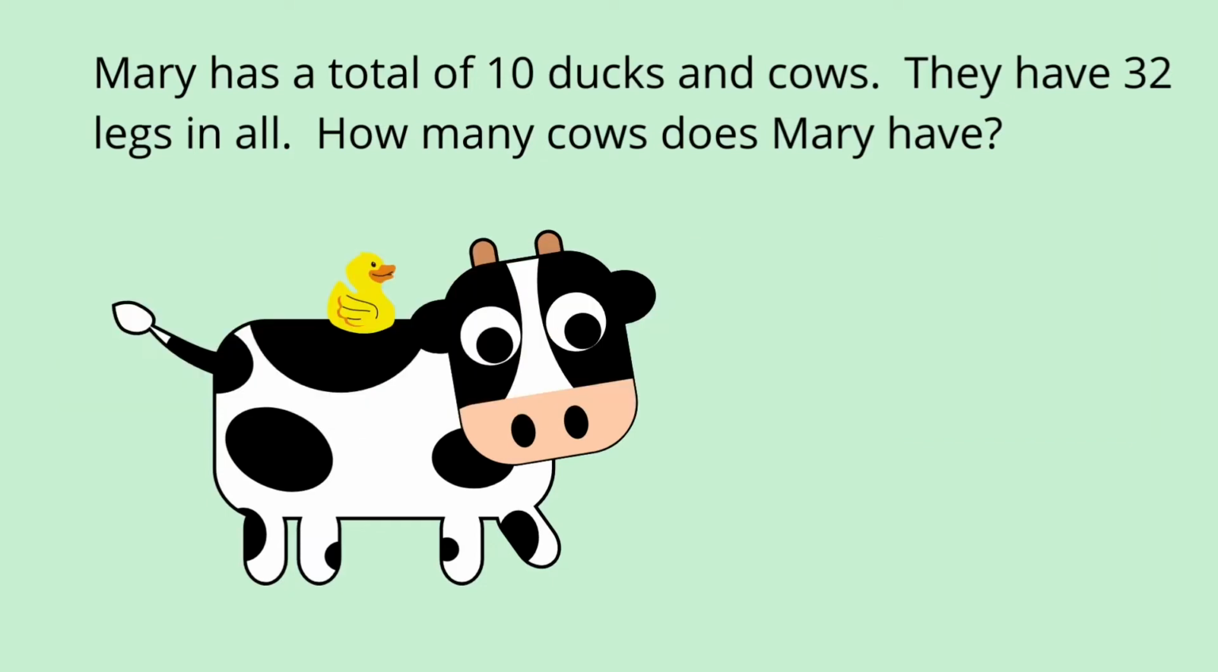Take a look at this question. This is a very typical type of guess and check question. Mary has a total of 10 ducks and cows. They have 32 legs in all. How many cows does Mary have?